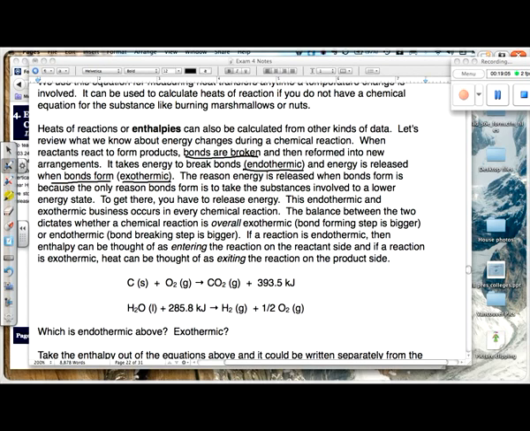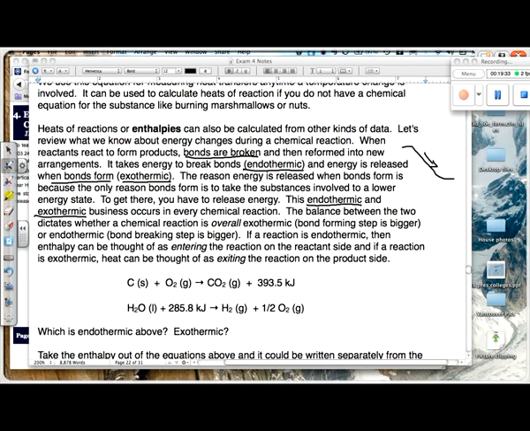And we know that the reason that happens is because the only reason that bonds form is to take these substances involved to a lower energy state. So when we are going down the hill, we are locking that potential energy back up into the bonds so that we can go back and forth up and down the hill, potential to kinetic, and vice versa.